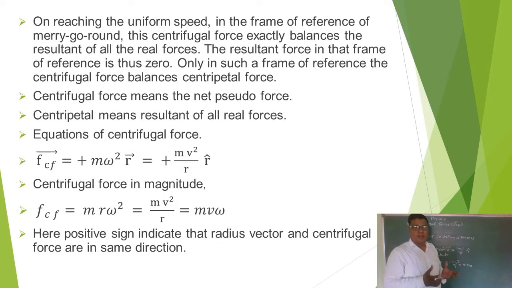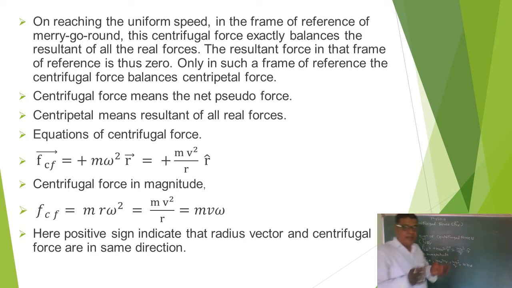On reaching uniform speed, in the frame of reference of the merry-go-round, this centrifugal force exactly balances the resultant force of all real forces, and the resultant force in that frame of reference is zero. Only in such a frame of reference does the centrifugal force balance the centripetal force. Centrifugal force means the net pseudo force, and centripetal means the resultant of all real forces.